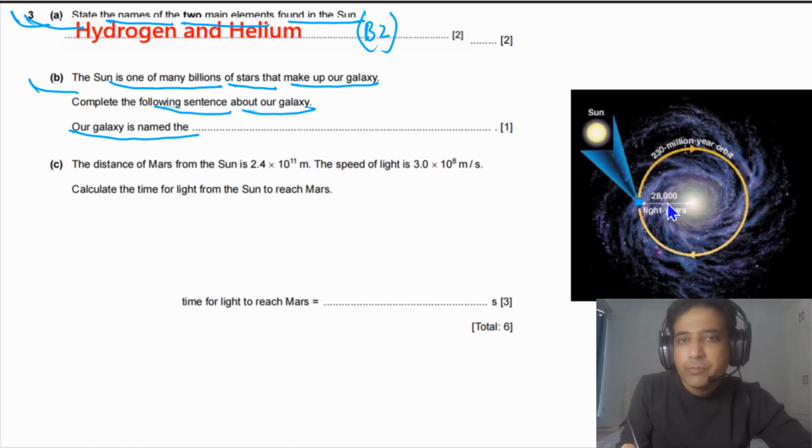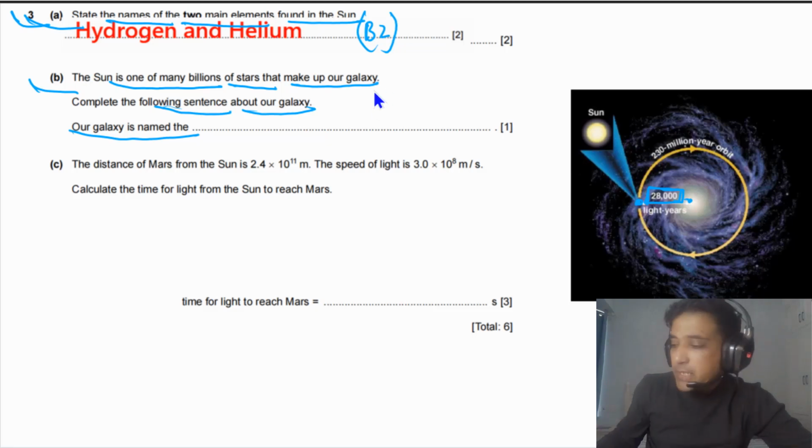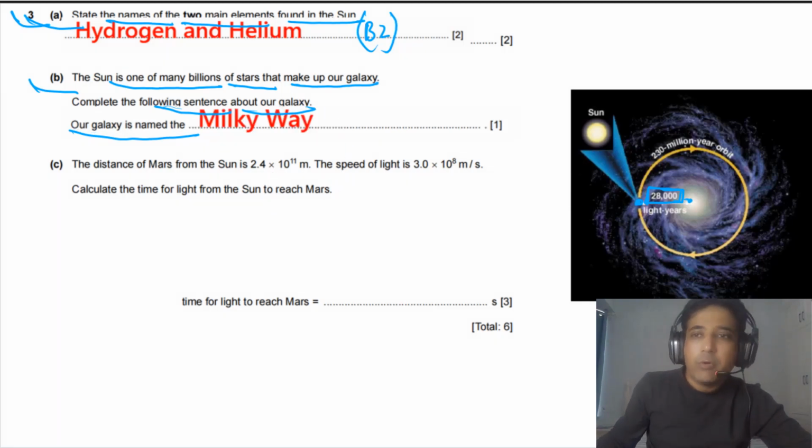here. And if you compare the distance of the sun from the center of the galaxy, this is about 28,000 light years. It means if the light travels from the center of the galaxy and reaches our sun, light will take 28,000 years, and that is the distance between the sun and the center of the Milky Way. So the name of the galaxy simply we can say is Milky Way. So this is the name of the galaxy.